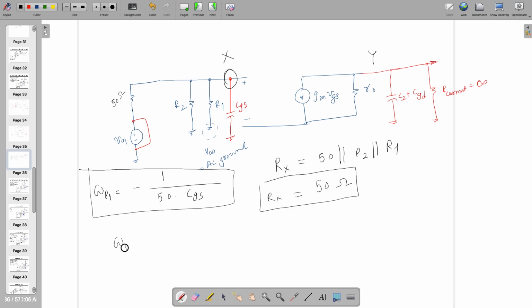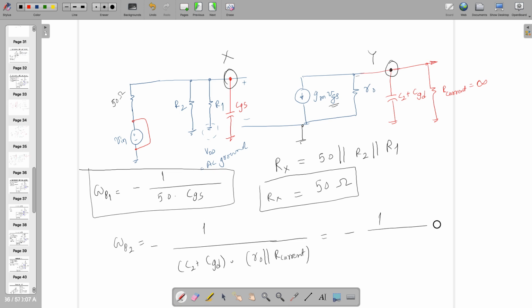And the second pole, you need to find out at this node, but the capacitor value is already known to us, C2 plus CGD. So at this node, I'm going to see the following things. By the way, VGS is 0, so this current is 0. This is already known to us. At this point, if you are looking at the drain, it's R0 only which is going to be seen, but R0 in shunt with R current, where R current is actually infinity. So the winning quantity is R0. So there are two poles now.